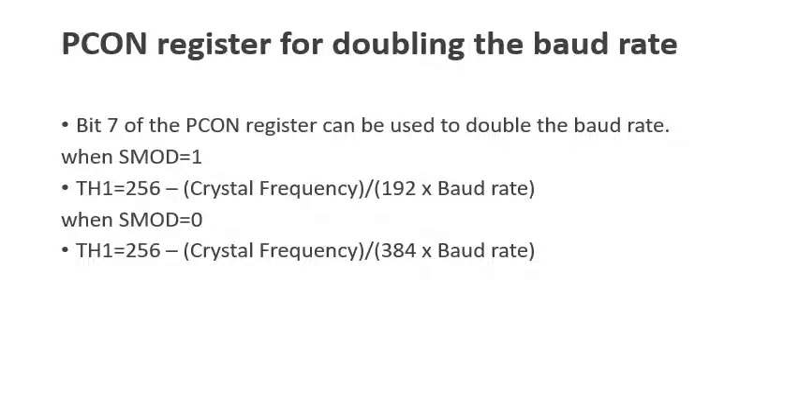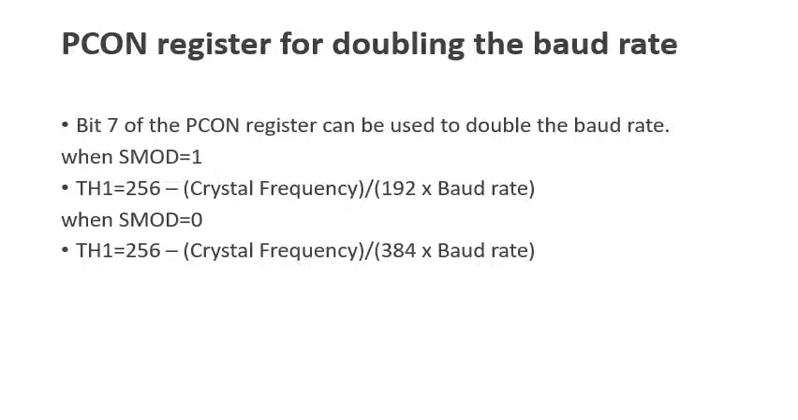Next we will discuss the PCON register for doubling the baud rate. Bit 7 of the PCON register, the SMOD bit, can be used to double the baud rate. When the SMOD bit is set to 1, the value of the dividing factor changes from 32 to 16, due to which the baud rate doubles.